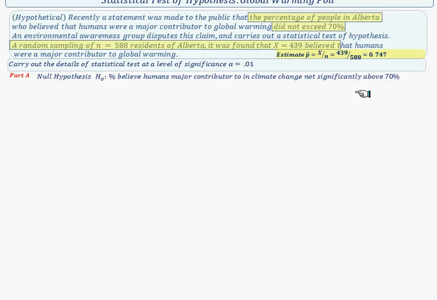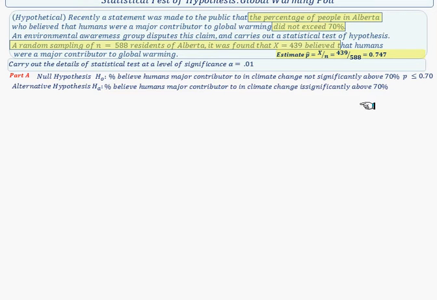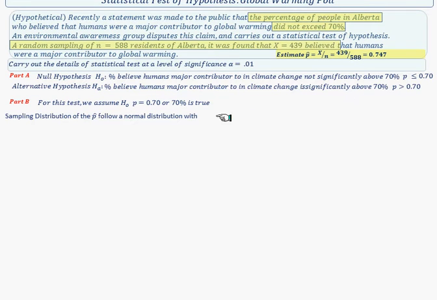Null hypothesis: the percent who believe humans are a major contributing factor is not significantly above 70%. Alternatively, the percent who believe that humans are a major contributing factor is significantly above 70%. Now we're going to carry out the test. We assume that H0 is true, P is equal to 70%.